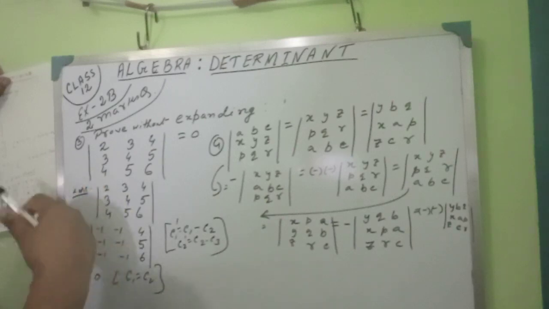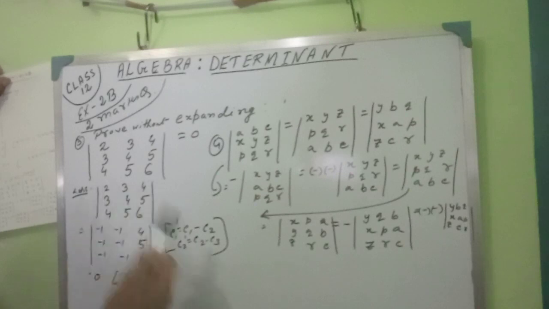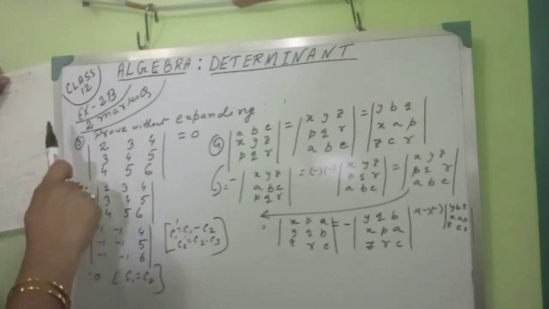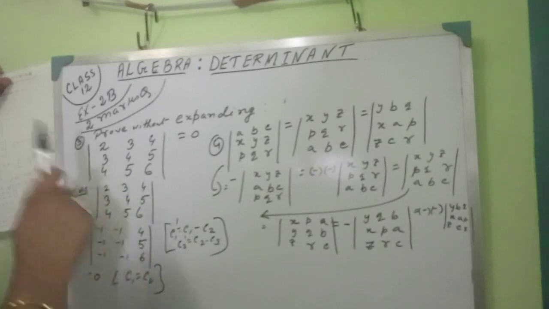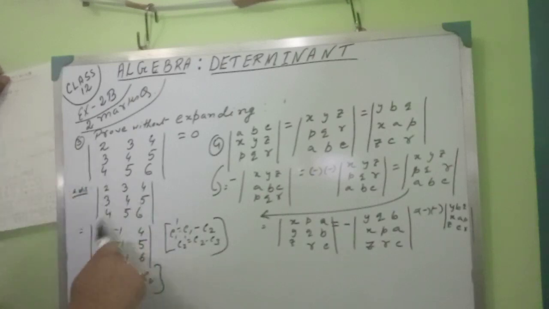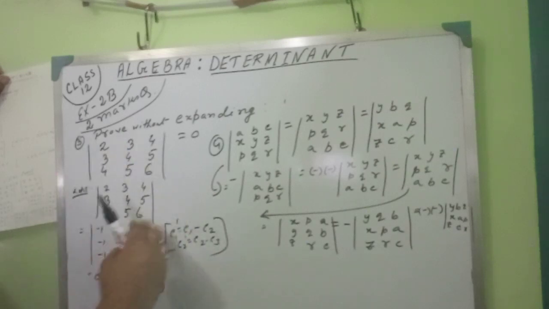When C1 is changed, we will write C1 dashed, and when R1 is changed, we will write R1 dashed. Change C2, that means column 2, we will write C2 dashed. And when it is written C1 dashed, we will always start with C1. The row or column which is going to be changed, we will start the operation with that particular row or column.